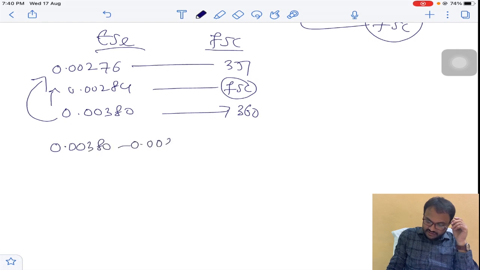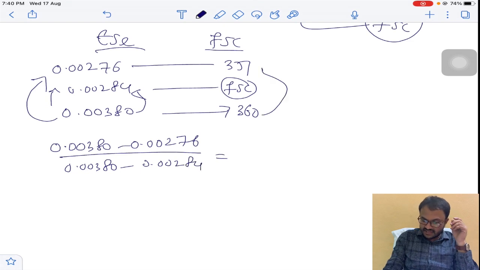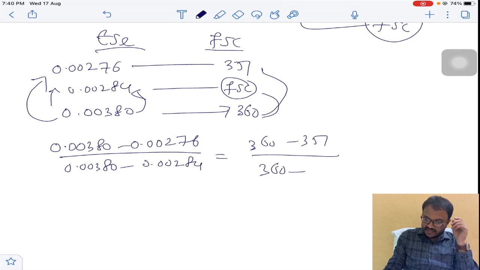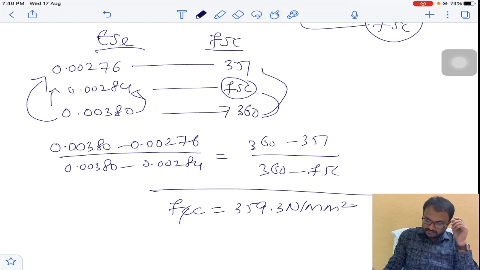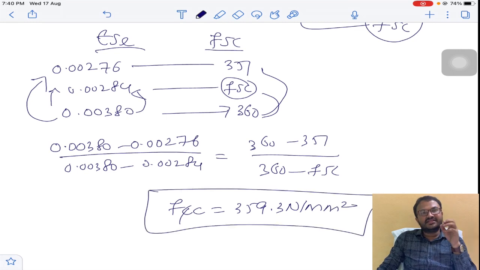0.00380 minus 0.00276. And this minus this, 0.00380 minus 0.00284. Similarly, this minus this, 360 minus 351. This minus this, 360 minus FSC. So if we will calculate FSC value, 359.3 Newton per mm square. Clear? This is the stress at the level of compression steel.